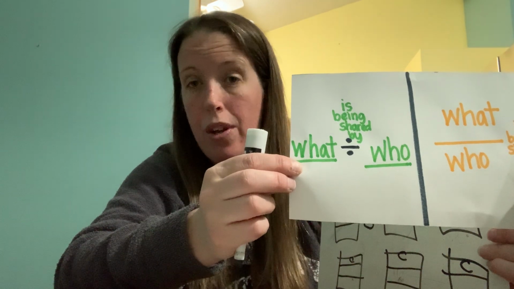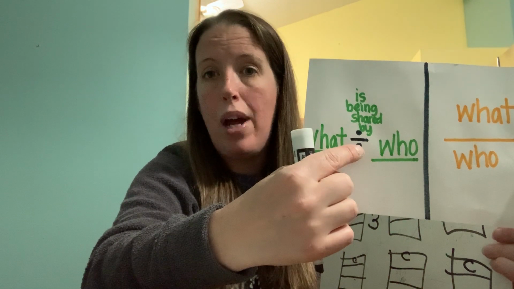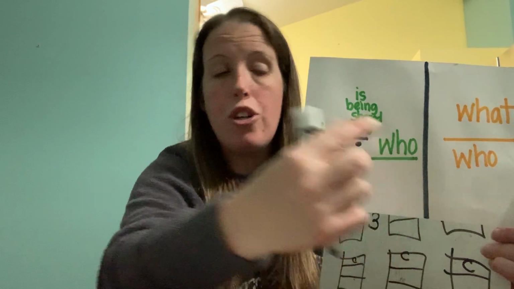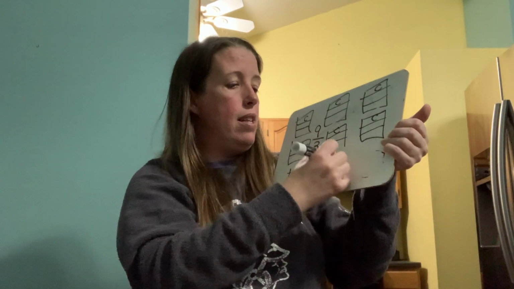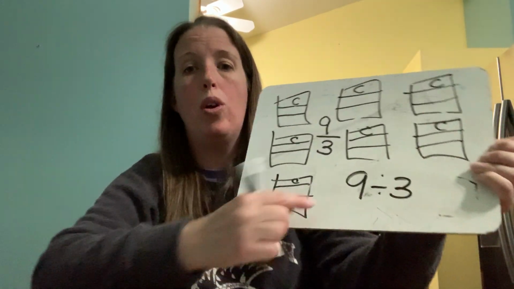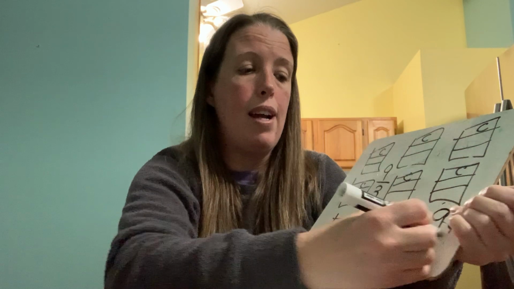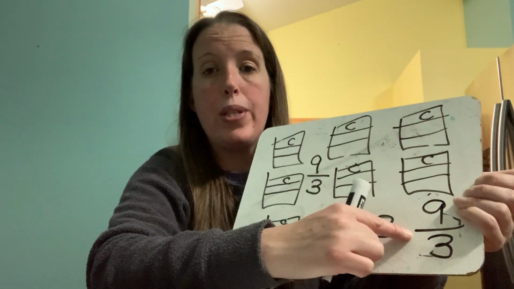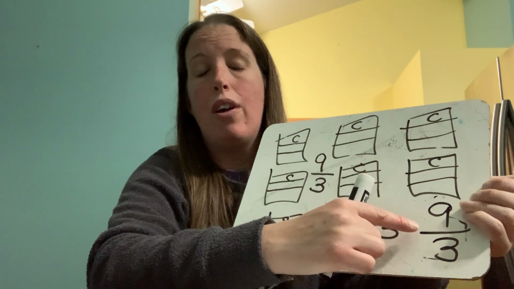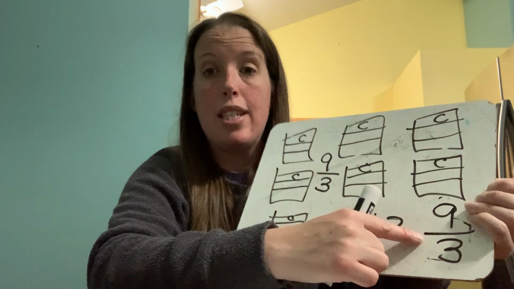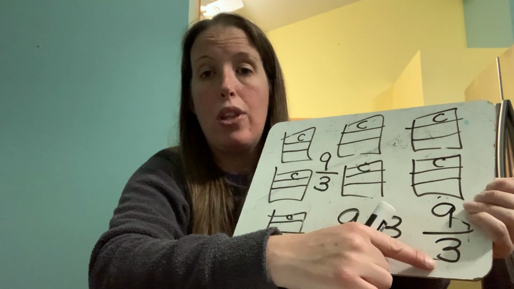So how many pieces were there? 9. Divided by who's sharing it? 3 teachers. So you could say 9 divided by 3. What is being shared by who? Or we could say 9 divided by 3. Remember Mr. Corso? A division line, or a fraction line, is a division sign. So 9 divided by 3. Either way works.